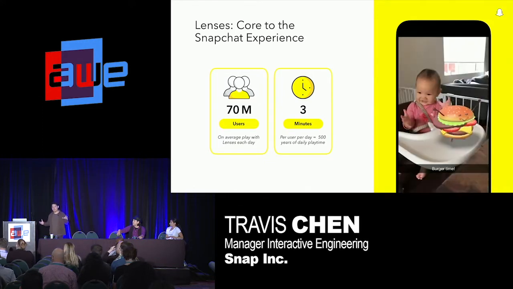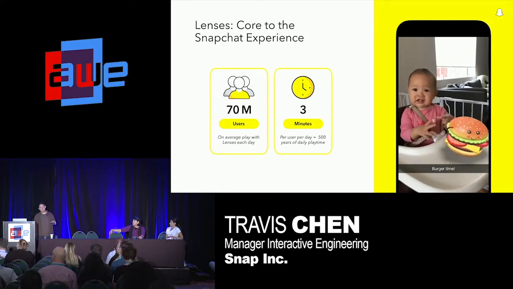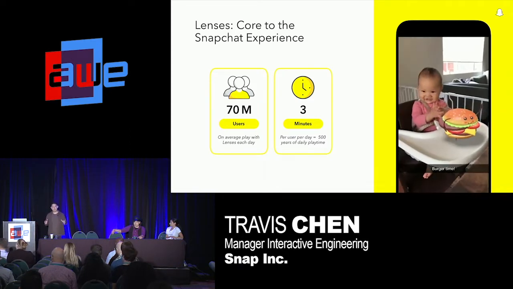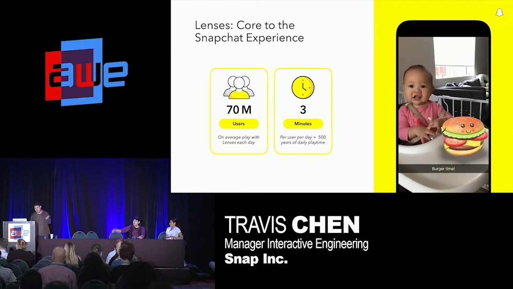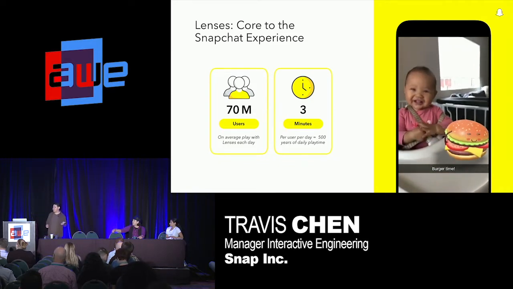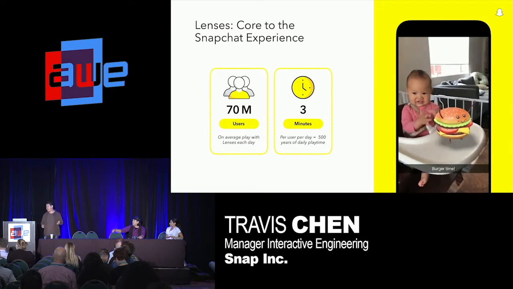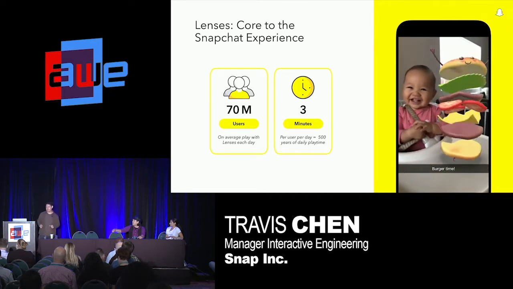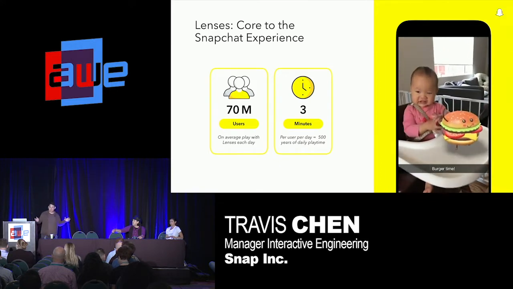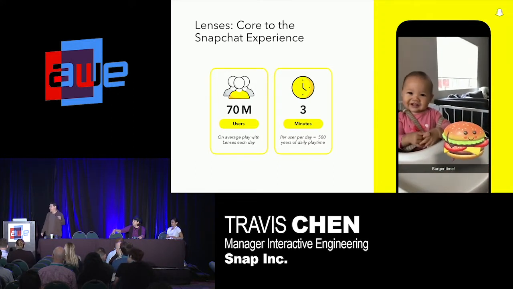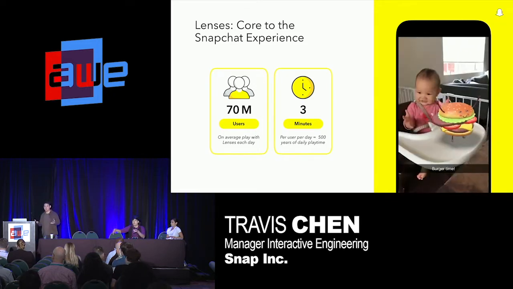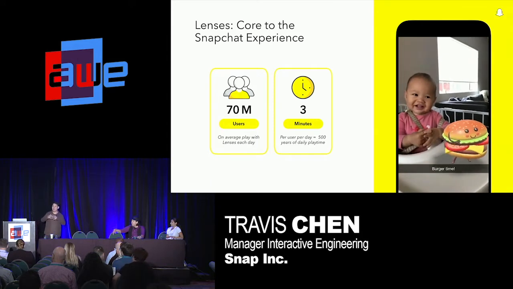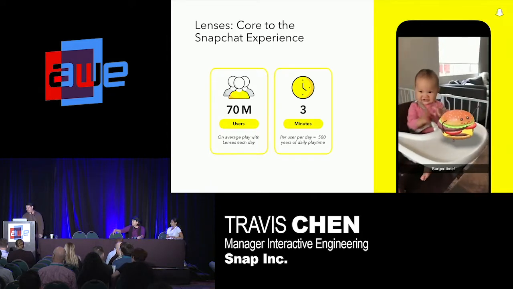So when you add that up, that's over 500 years of playtime that's happening with augmented reality and lenses on Snapchat every single day. Or, put another way, every week, on average, more than half of the entire 13 to 34 US population plays with the lens experience. So overall, Snapchat has been designed to encourage creativity and empower self-expression. All of our creative tools, our lenses, and now Lens Studio are all designed to empower this.